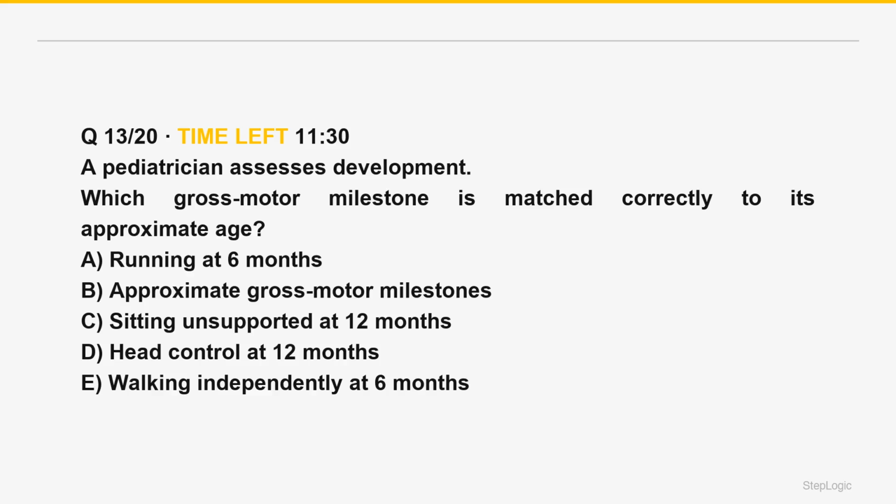Which gross motor milestone is matched correctly to its approximate age? A pediatrician assesses development. Read the command. Which milestone age pairing is correct? Head control about 2 months, rolls about 4-6 months, sits about 6 months, crawls about 9 months, pulls to stand about 9-12 months, walks about 12 months, runs about 18 months.